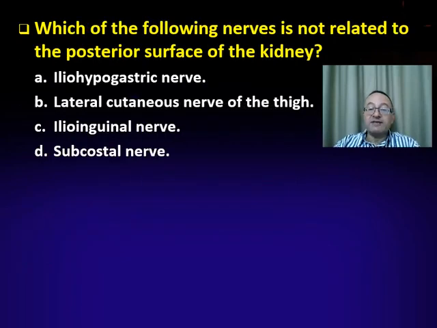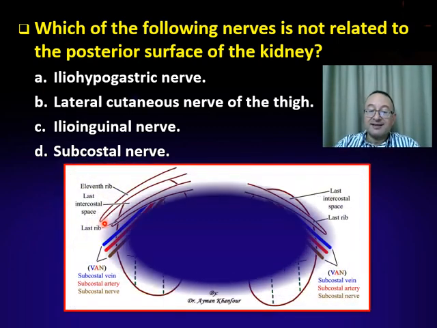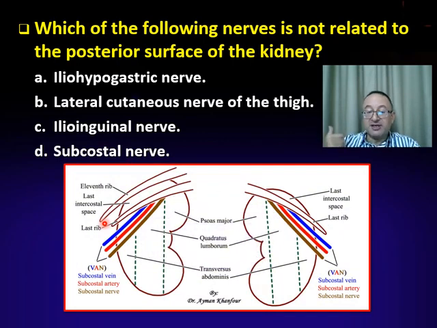Which of the following nerves is not related to the posterior surface of the kidney? Which of those nerves didn't we mention with the posterior relations? Oh yes, this one, which is the lateral cutaneous nerve of the thigh.